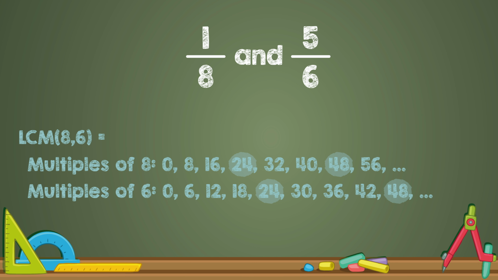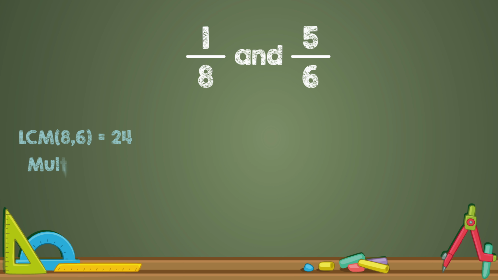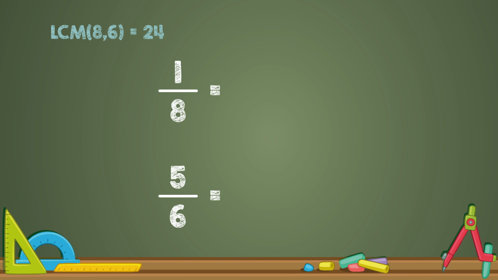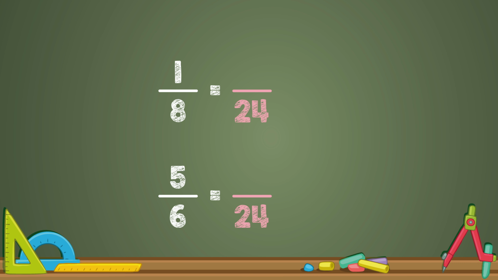0 is not eligible anyway. Of the other common multiples, we take the smallest, namely 24. So 24 is our least common multiple. Now we convert both fractions into equivalent fractions with a denominator of 24. We do this by multiplying numerator and denominator by the same number.